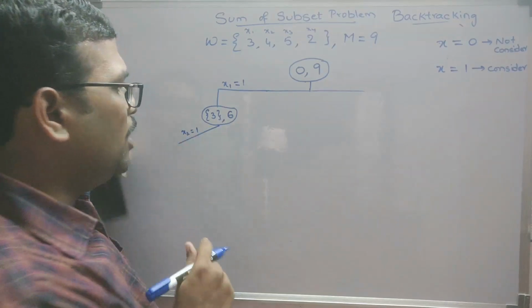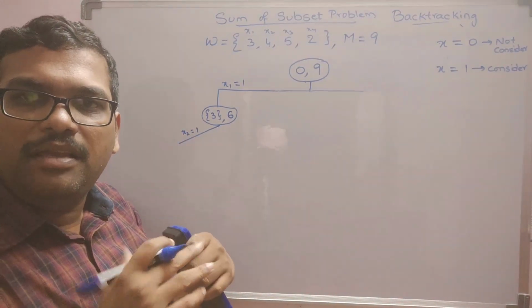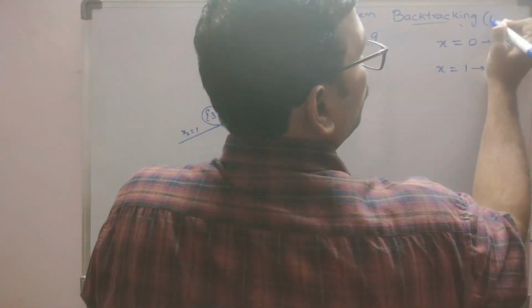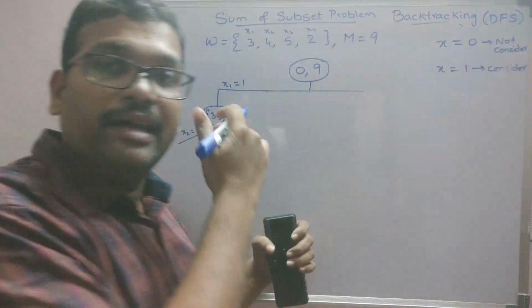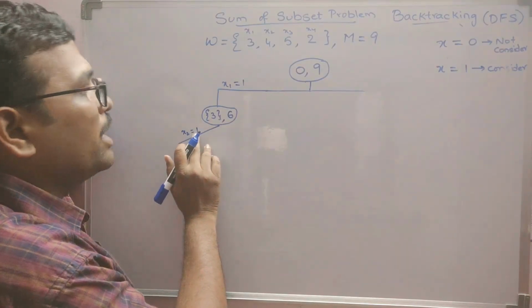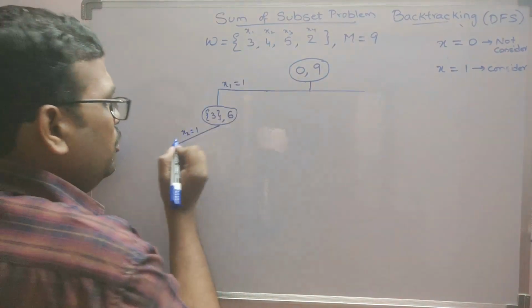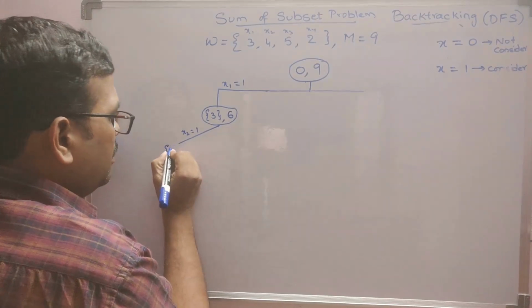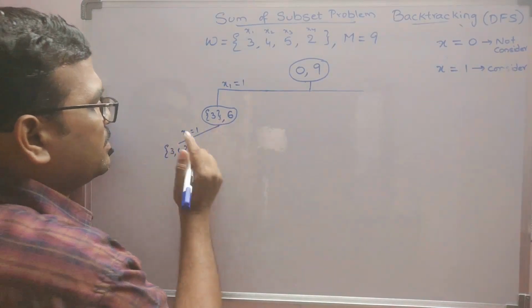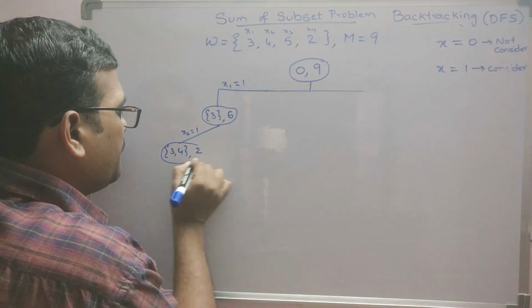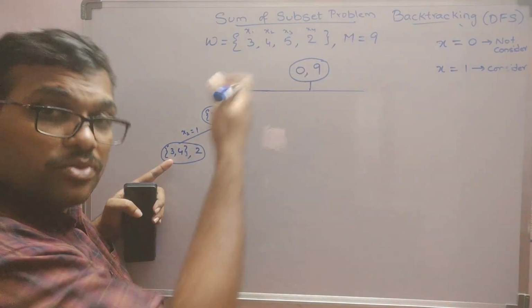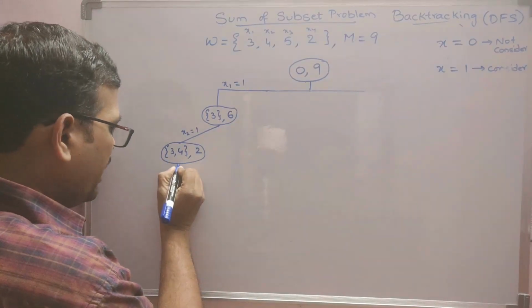x2 is equal to 1. Always this backtracking follows depth first search. This is most important. Always we need to proceed in a depth first search way. Now x2 is equal to 1, that means the second element should be considered. So now the subset will have 3, 4, and 4 will be reduced from 6, so it will be 2. Consider 3 plus 4, 7, which is not equal to 9. So it can go further down, again depth first search.